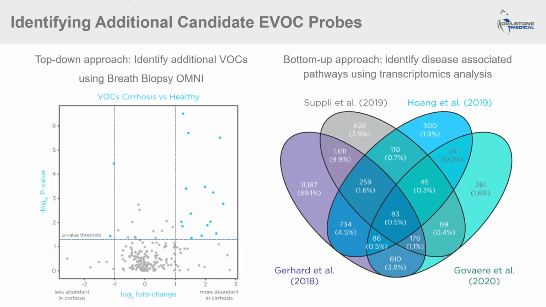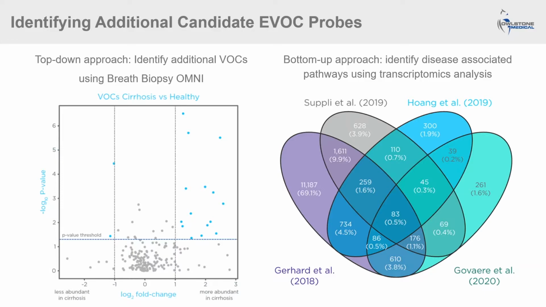So to identify additional compounds besides limonene, we used a top-down approach in which we found several compounds that are upregulated in the breath of subjects with cirrhosis and some compounds that are downregulated, as we can see in this volcano plot showing on the x-axis the log2 fold change, and on the y-axis the log10 p-value.